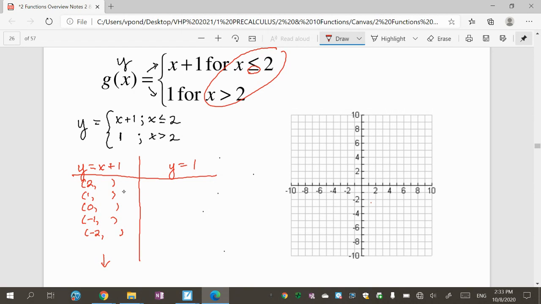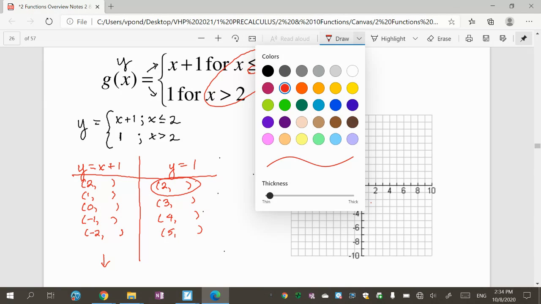This one tells you y equals 1 when x is greater than 2. But I still want you to put 2 here, and we're going to circle that because that point's not really on that piece. It gives you a starting point, and then it says greater than. So I have 3, 4, 5. This is how I would graph these and find some points.